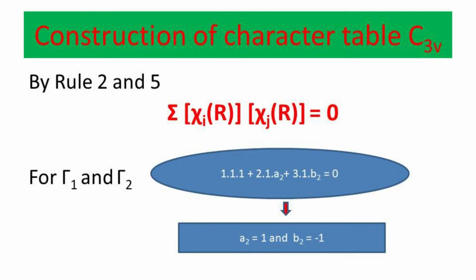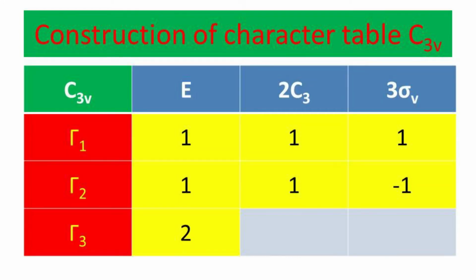Whatever the first number is in every multiplication, it is the order of the class, the number of members in the class. The second number is the character for the first irreducible representation, that is gamma 1. And the third number is the character for our next irreducible representation, that is gamma 2. And the solution will be A2 is equal to 1 and B2 is equal to minus 1. Here the second irreducible representation is completed.